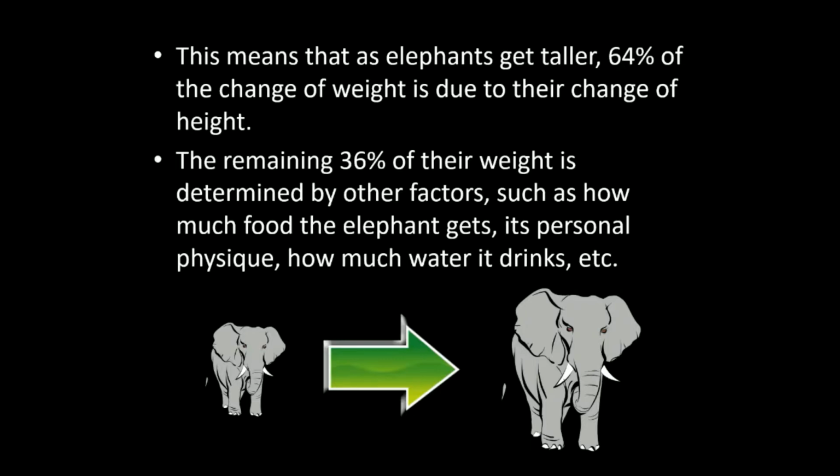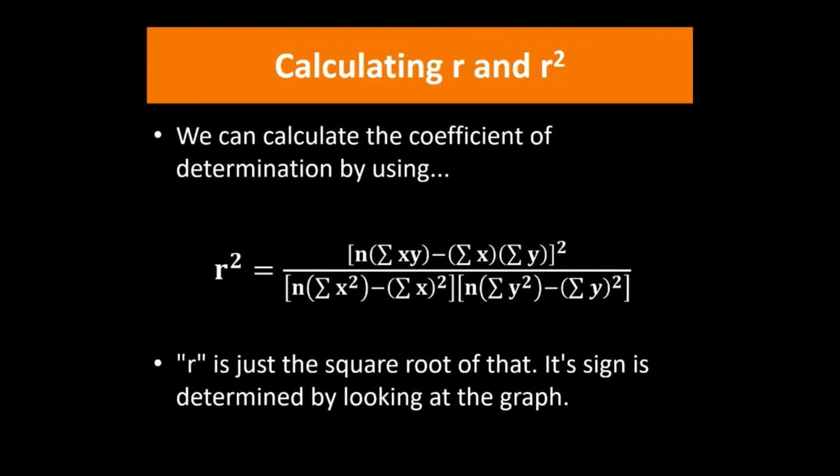Now, if you want to calculate R and R squared, there's the equation for R squared. Much like our line of best fit equation that we saw, I'm going to show it to you. We're not going to actually use it. We're not going to be calculating anything with it. But we could, and this is what Excel uses to calculate the R squared value. The equation for R is obviously just going to be the square root of that.